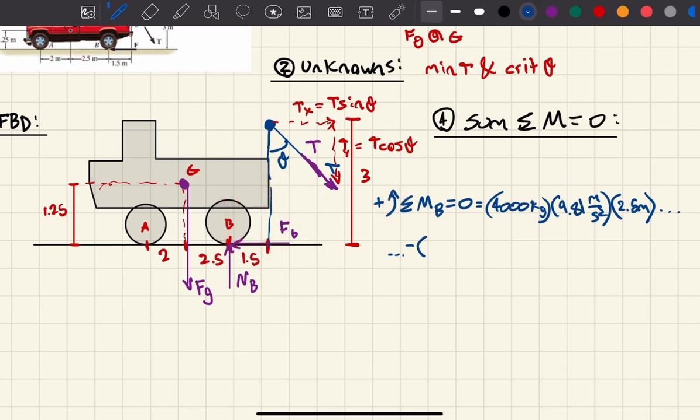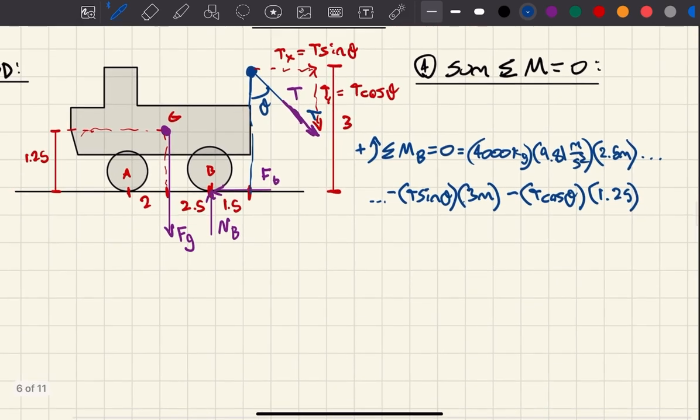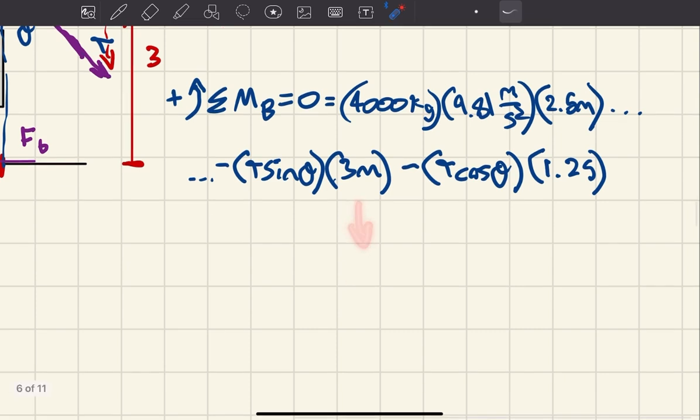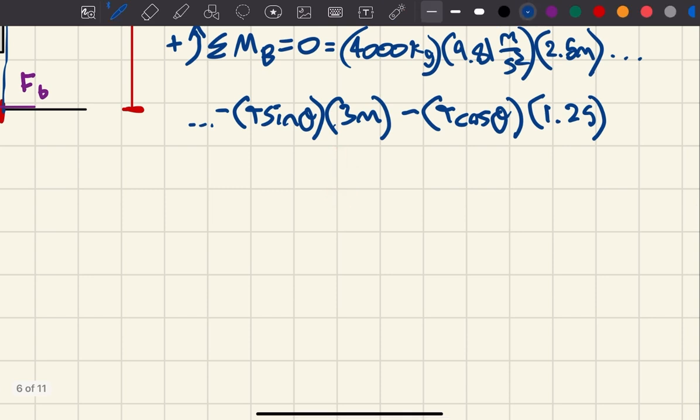So we're going to say T sine theta times 3 meters minus T cosine theta times 1.25 meters, and this is all equal to 0. You could choose to isolate for theta, but that would be a mess because you have a sine and a cosine. The easier way would just be to isolate for tension, and that is what we're going to do.